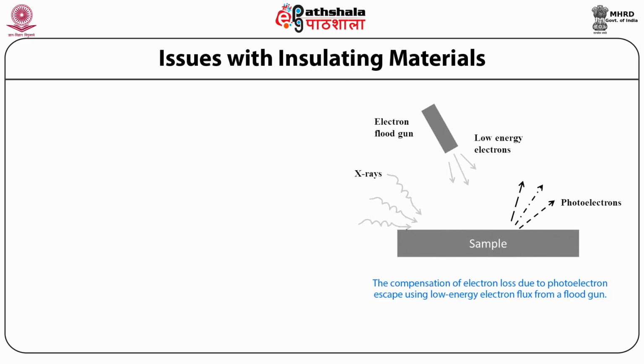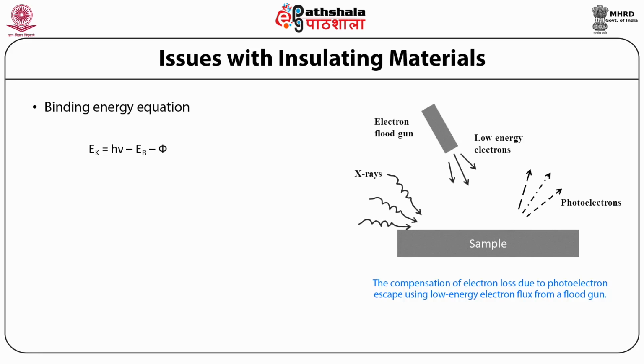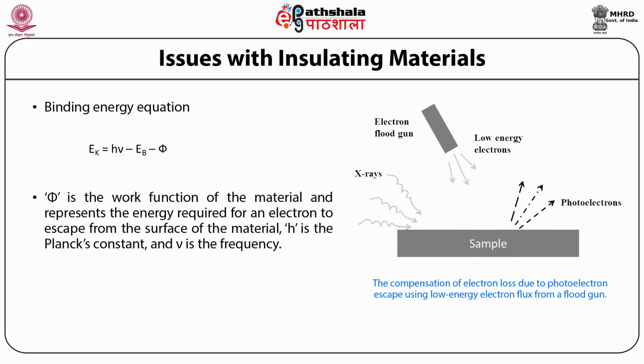The peak positions in XPS spectra for insulating materials do not agree well with the standards provided in handbooks. To understand this phenomenon, let us start with the basic equation for binding energy calculation: Ek equals h nu minus Eb minus phi, where phi is the work function of the material and represents the energy required for an electron to escape from the surface of the material. h is the Planck's constant and nu is the frequency.